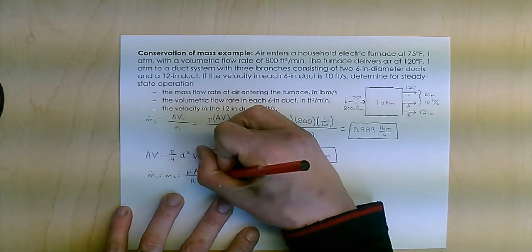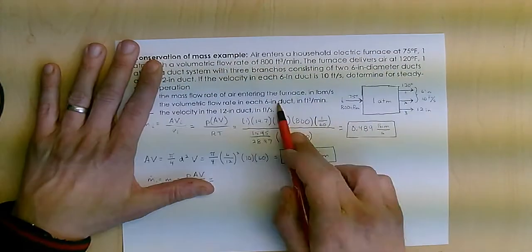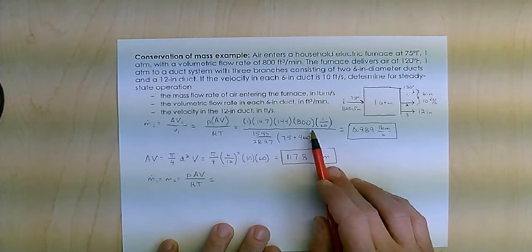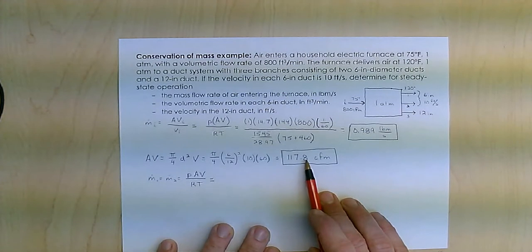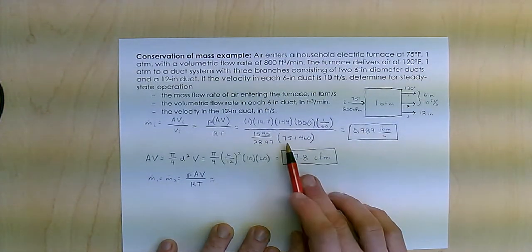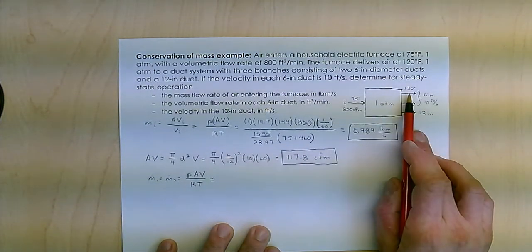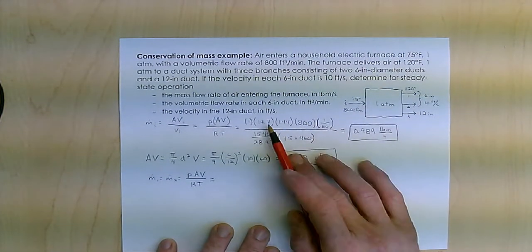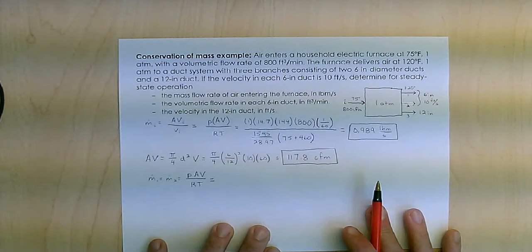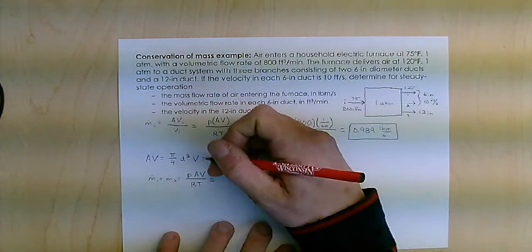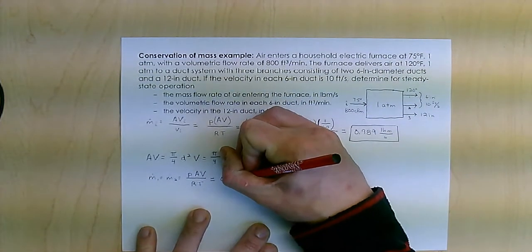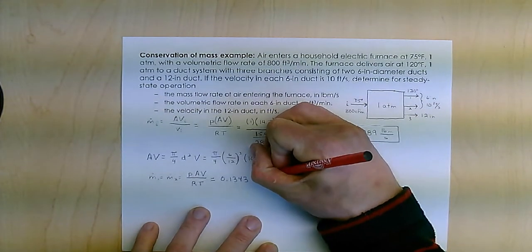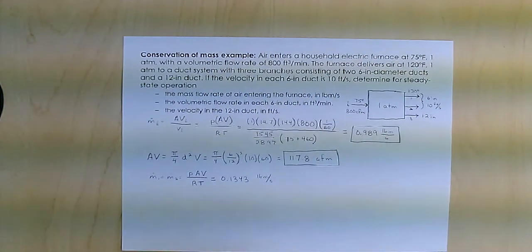Okay, and in order to save time, we've got this all here. The only real difference is instead of 800, I'm going to use 117.8, and instead of 75, I'm going to use 120. Other than that, all the conversions and the pressure and things are the same, and I find that that equals 0.1343 pounds per second.